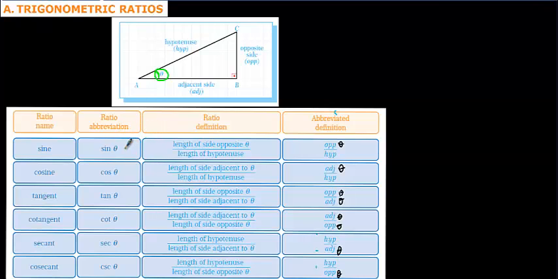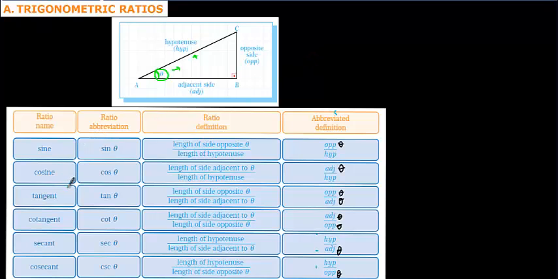When you say sine theta, it means the opposite side over the hypotenuse. So the length of the opposite side over the length of the hypotenuse gives us sine theta.